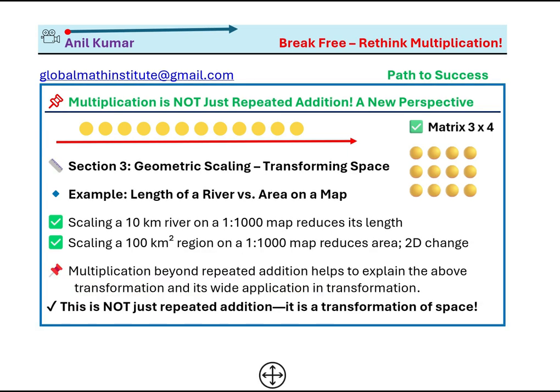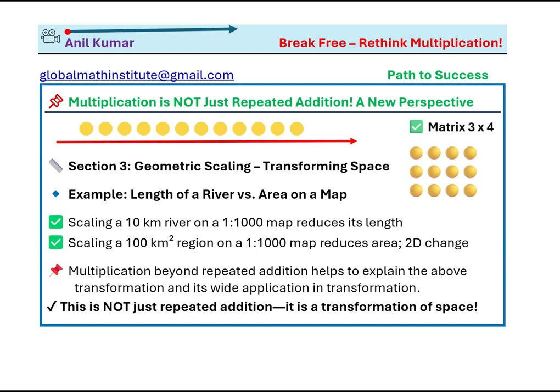Now, here we'll see how this correct thinking really is giving us correct results, right? So, here we're looking into space, the geometrical scaling factors all around. And we'll see how this concept of multiplication supports the transformation in spaces. So let's take an example of the length of a river and an area on a map. Scaling a 10-kilometer river on a 1 to 1000 map reduces its length. Perfect. It's a scaling factor where the multiplication is there.